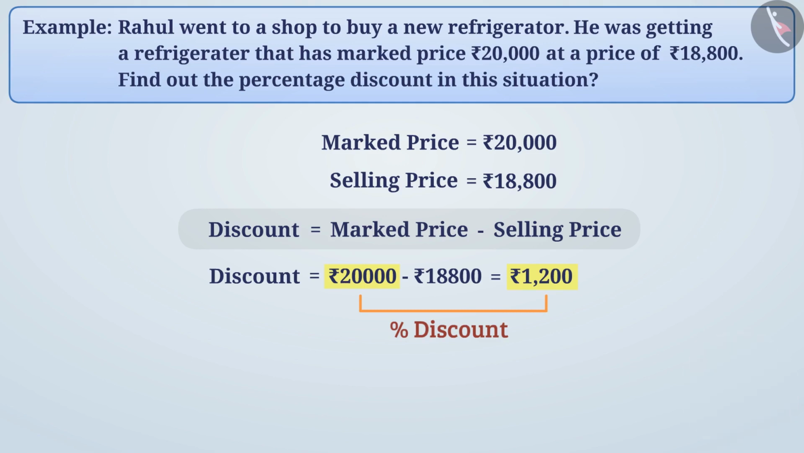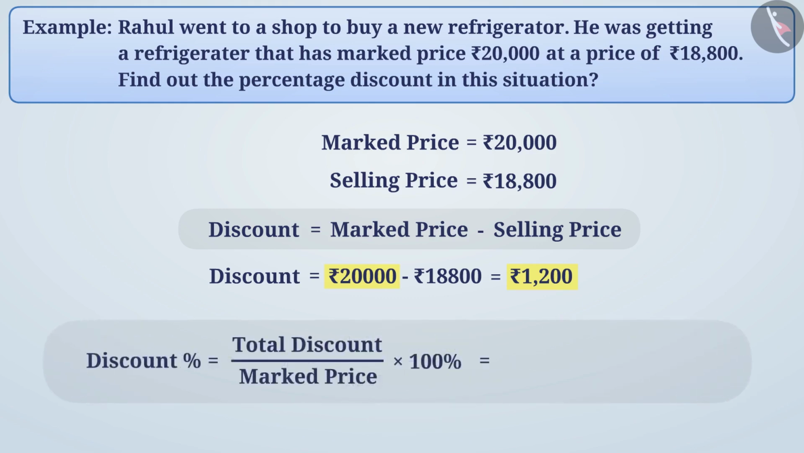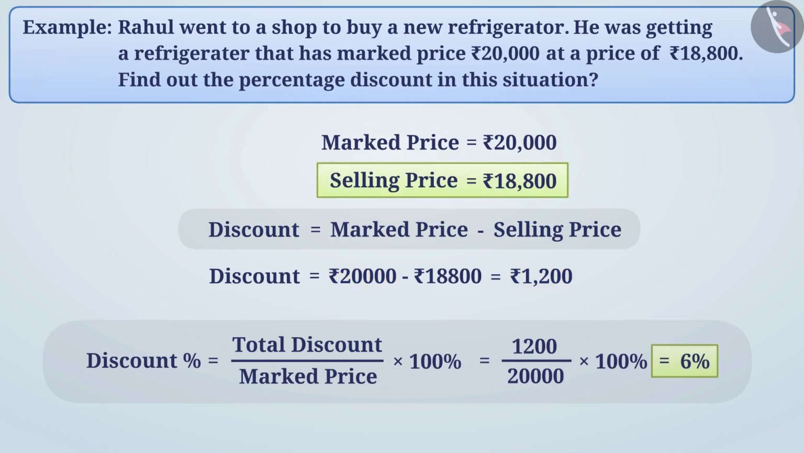Let me tell you. Discount percentage is equal to total discount divided by marked price multiplied by 100%. The discount is given on the marked price, so we will consider the marked price as the base, which is equal to 1,200 divided by 20,000 multiplied by 100% is equal to 6%. That is, a discount of 6% has been given on the marked price of the refrigerator.